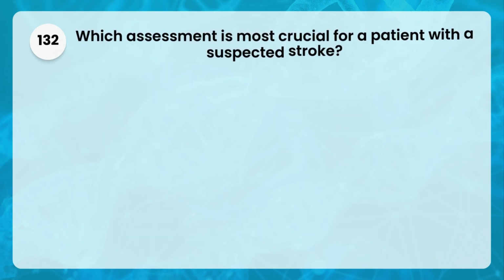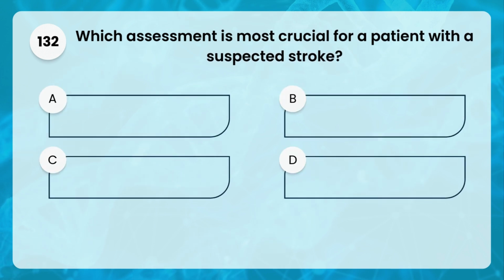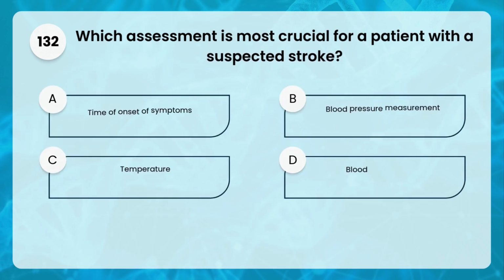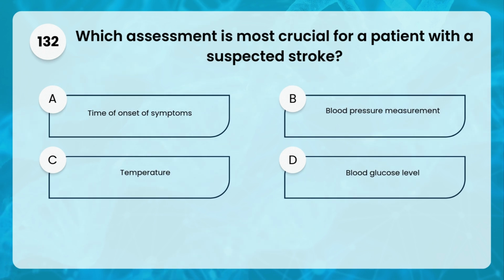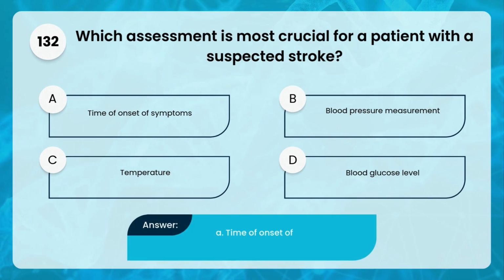132. Which assessment is most crucial for patients with a suspected stroke? A. Time of onset of symptoms. B. Blood pressure measurement. C. Temperature. D. Blood glucose levels. The answer is A. Time of onset of symptoms.